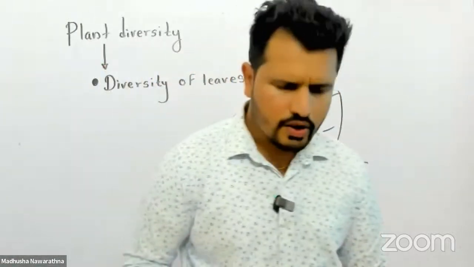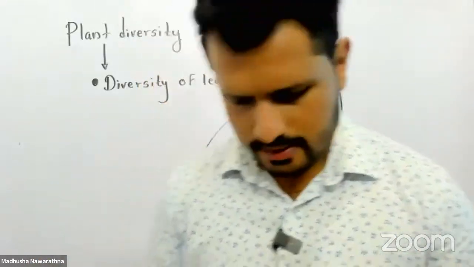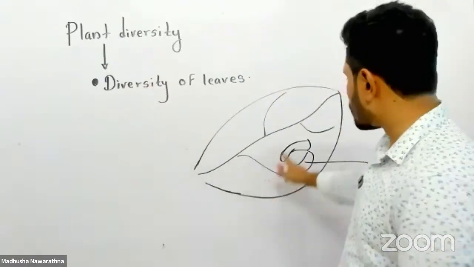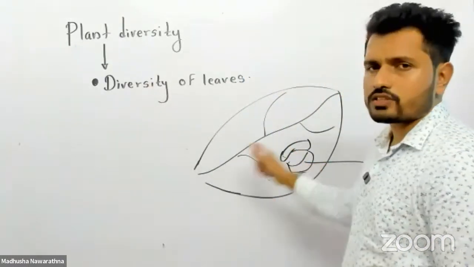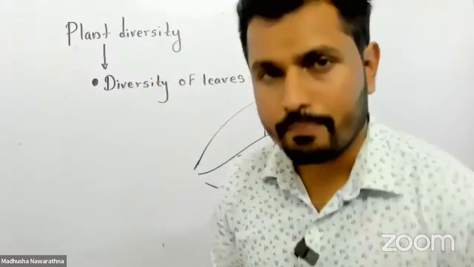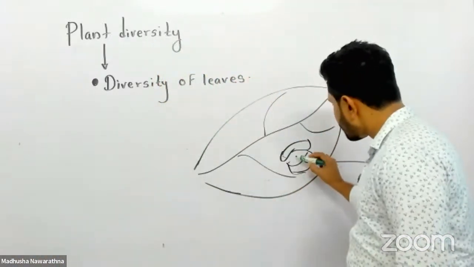chloroplast. We call it chloroplast. Yes, a very special type of cell. Now inside this chloroplast, you can observe green color pigment. That's what we call chlorophyll.